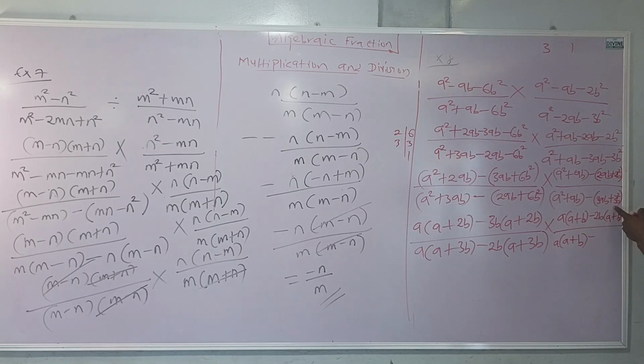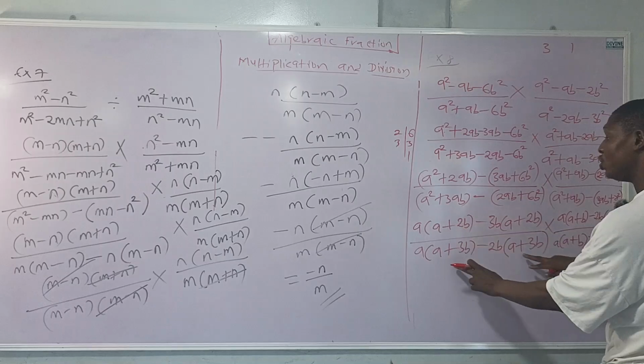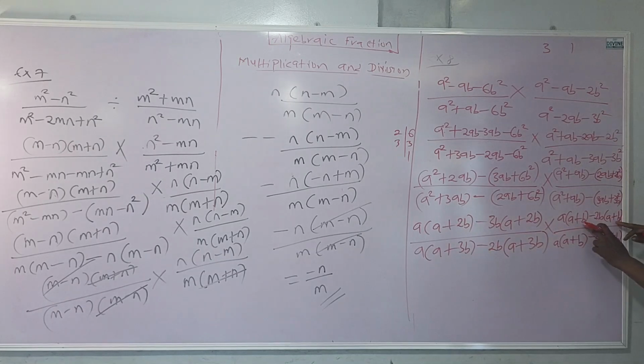What's common here is 3b. If I bring my 3b out, 3ab divided by 3b is what? A. And 3b squared divided by 3b is what? B. In all scenarios, you see that these two brackets are same, these two brackets are same, these two brackets are same, and these two brackets are same.